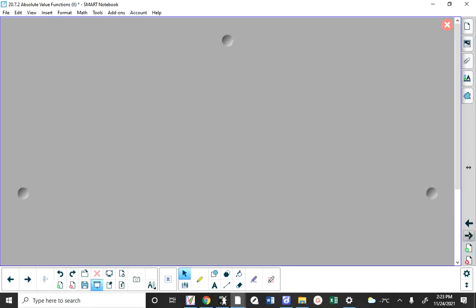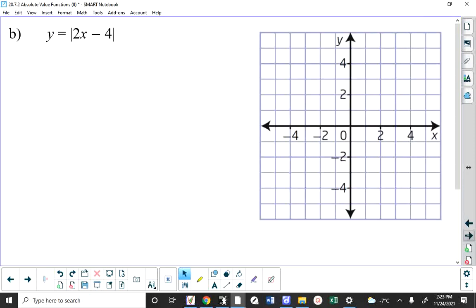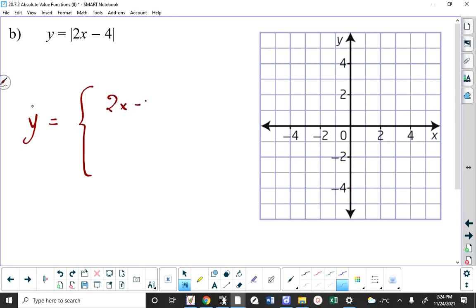All right. So, y equals the absolute value of 2x minus 4. Here's where things get a little bit more abstract and tricky. All we have to do is say this. F of x, or y, let's go with y, will equal 2x minus 4 if 2x minus 4 is positive or 0. All this first statement is saying is, you know what? You don't need the absolute value signs if that function is already positive.